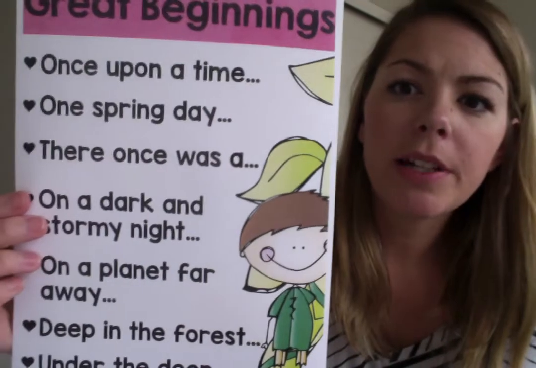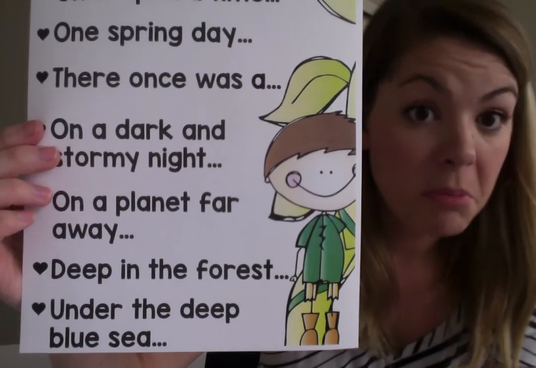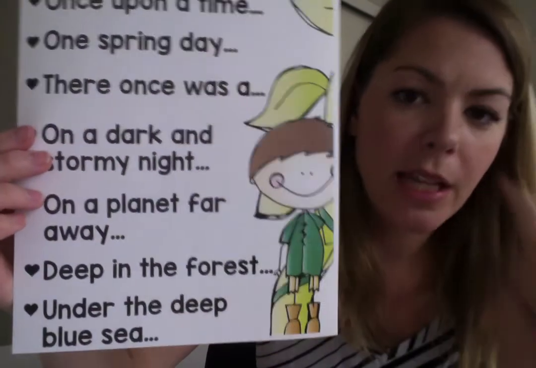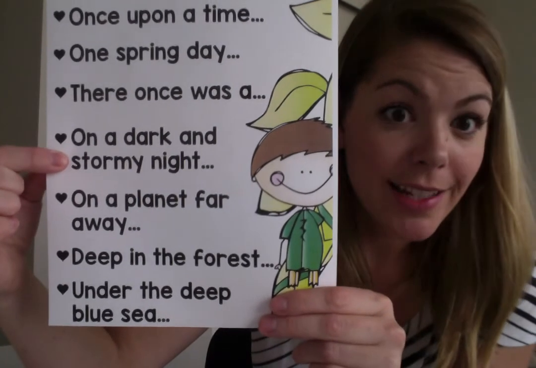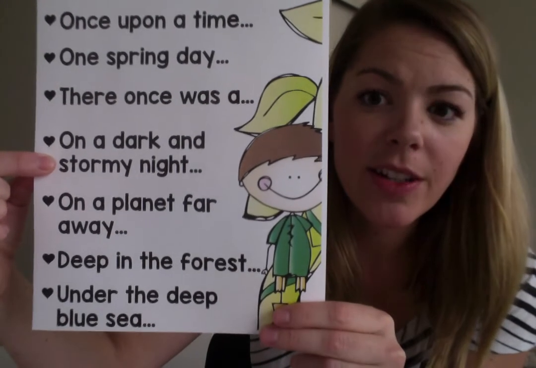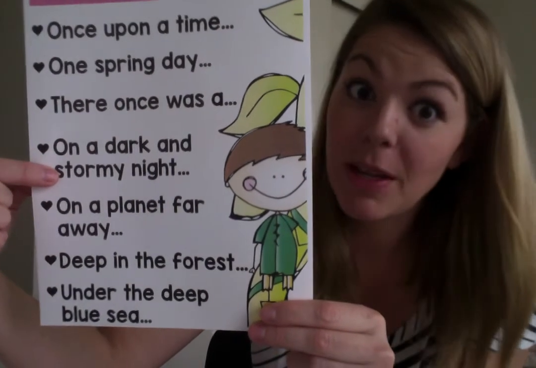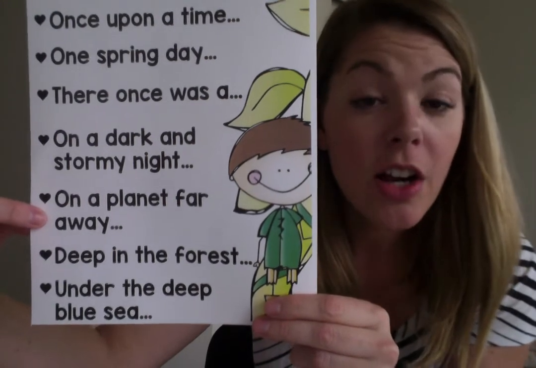So, once upon a time, one spring day, there once was a... I could use that one. That would maybe make sense instead. There once was a bumblebee. Okay, keep going here. On a dark and stormy night. That's like the bear feels scared one, huh? So if your story's going to have a problem about a stormy night, then that might be a great beginning for you. On a planet far away.